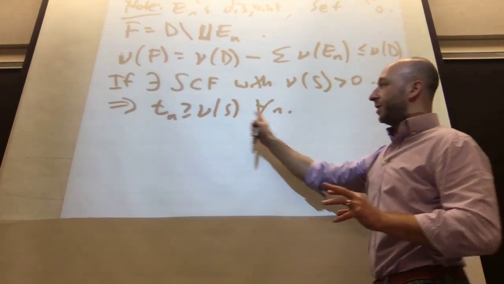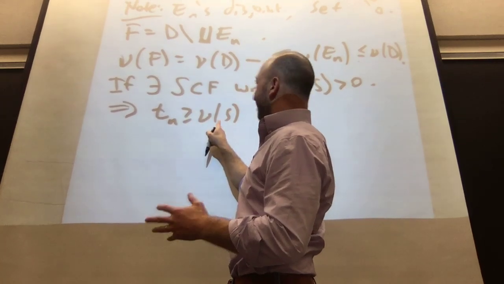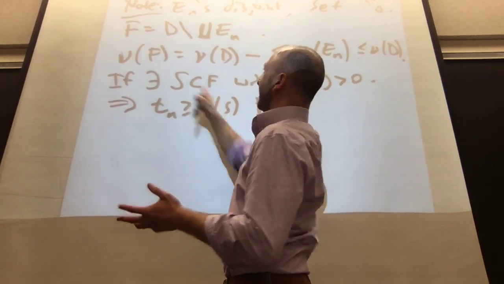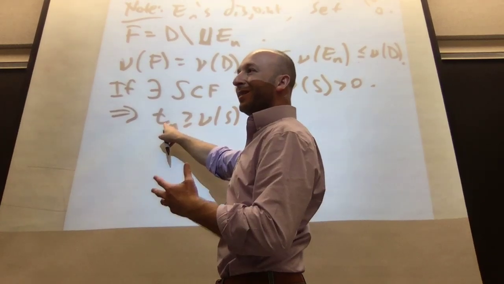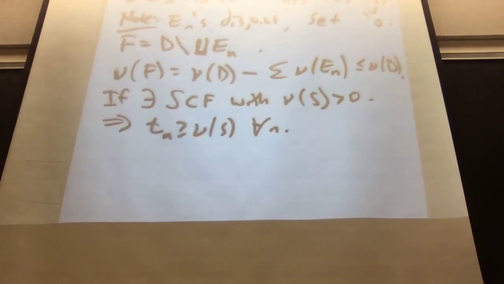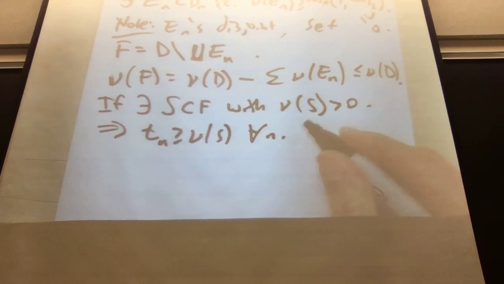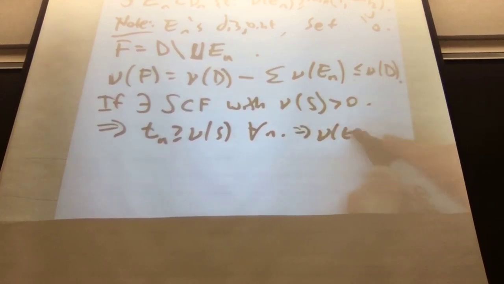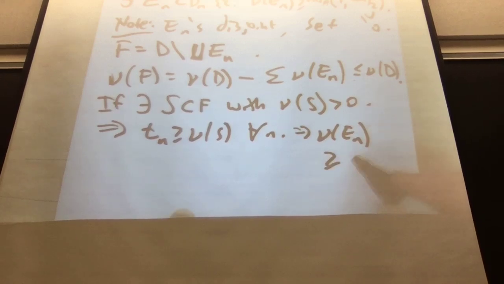So if T of n is at least nu of S for all n, does everybody see how we got this? This is the sup over all the nu's, and so this is one such subset that survived all the cuts. So it's part of the thing that T of n is supping over. But that means nu of En, which is this minimum, is at least the minimum of 1 and nu of S over 2.